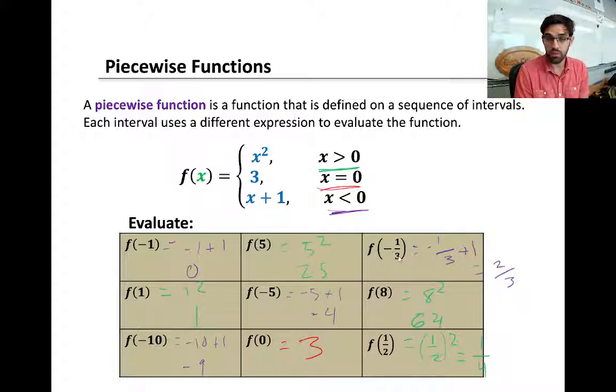f of negative 1/3. Negative 1/3 is less than 0, so we use the bottom expression. If it equals 0, f of 0, our x value is equal to 0, so the answer is simply 3. Take a moment, read through all these examples, make sure they make sense to you. Go ahead and pause the video if you want to do that right now, because we're going to move on.